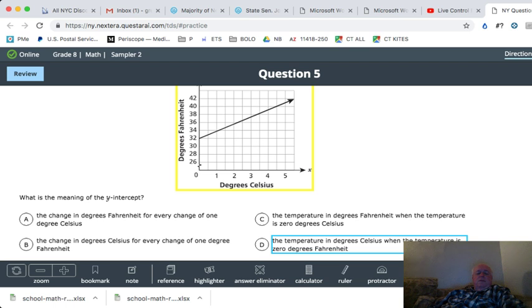Let's just run through D to make sure we're reading everything correctly. The temperature in degrees Celsius when the temperature is 0 degrees Fahrenheit. No. It's 32 degrees Fahrenheit. It's not 0 degrees Fahrenheit. Okay? And the Celsius is 0. So C wins. Okay, and that's question number 5. Yes, and that's C.